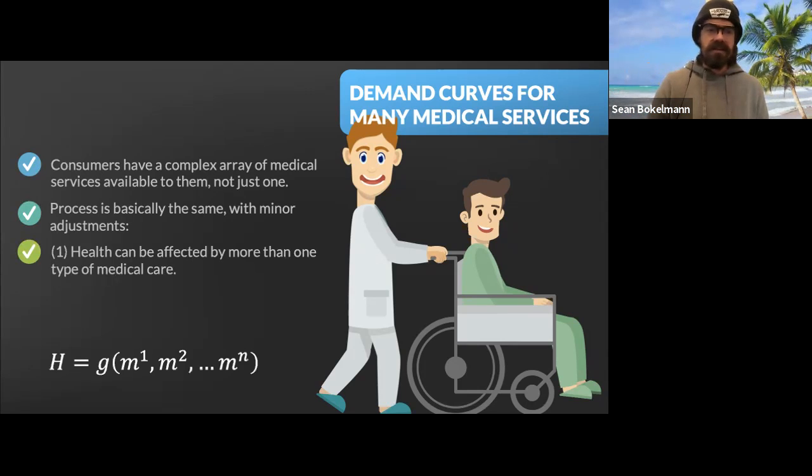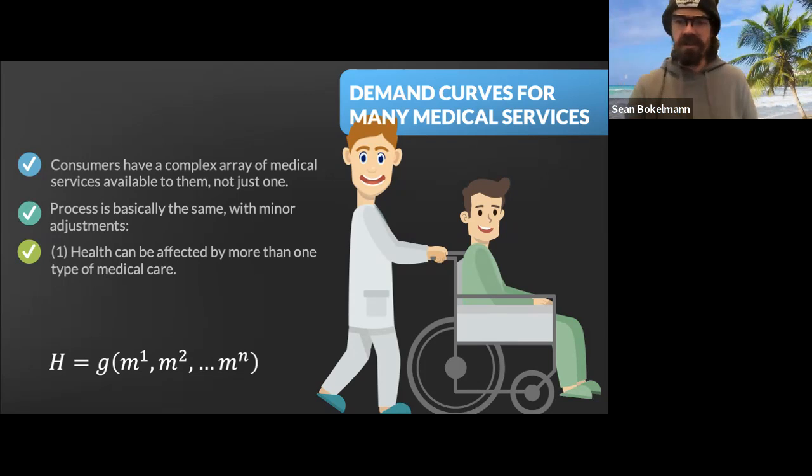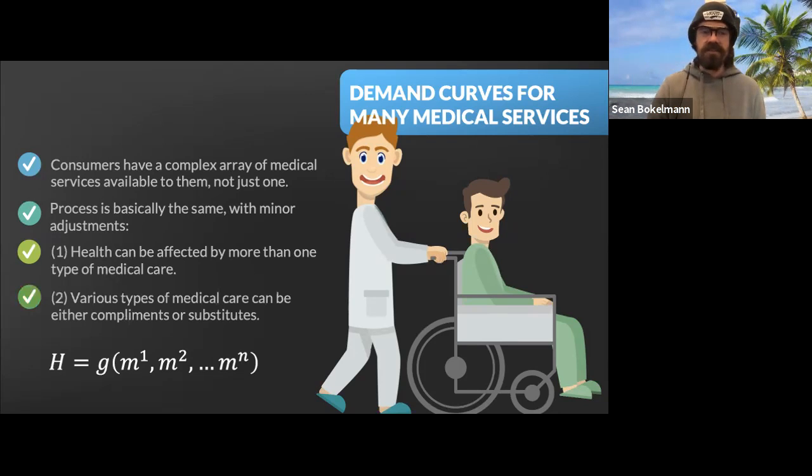The way to think about that in terms of the production function is that health is a function of various types of medical care, right? M1, M2 to M script N, right? So if there's n number of medical services, this is what the production function would look like. So that's the first adjustment. The second adjustment that we need is to be able to recognize that these various types of medical care can either be complements or they can be substitutes, right?